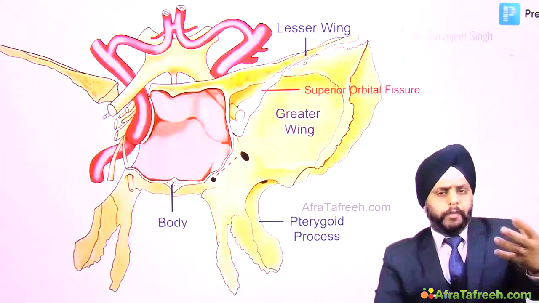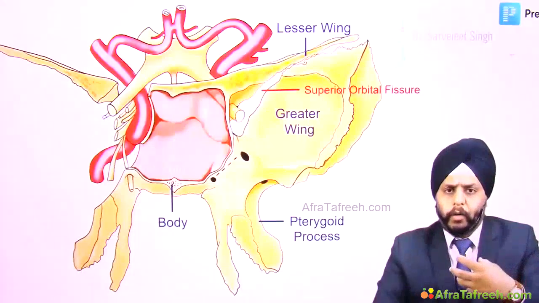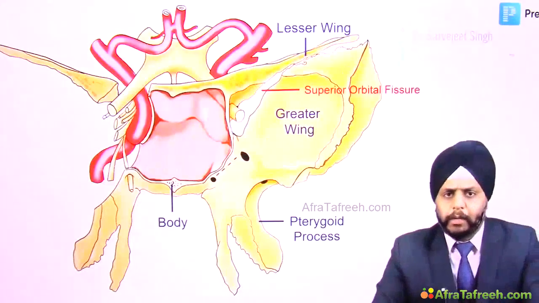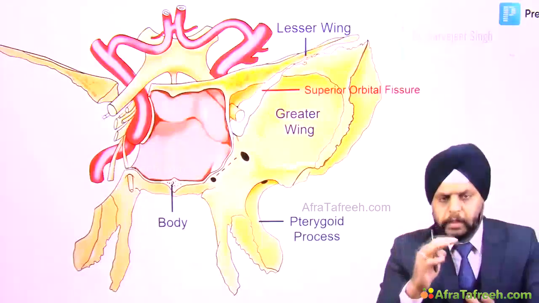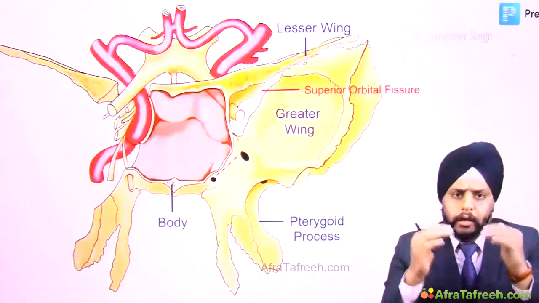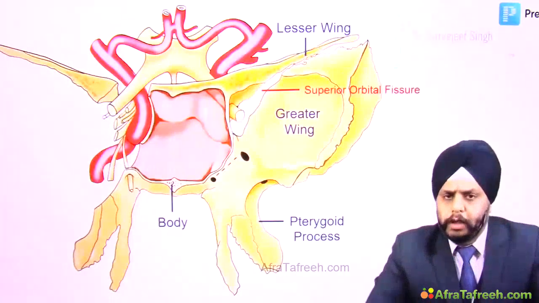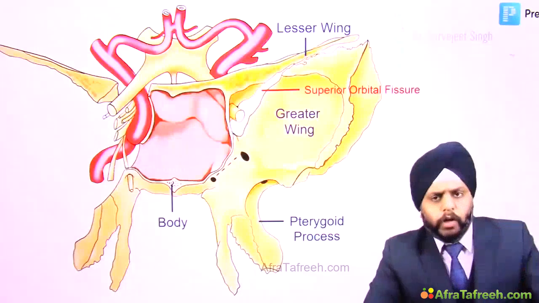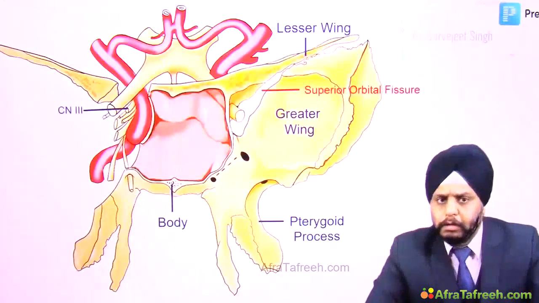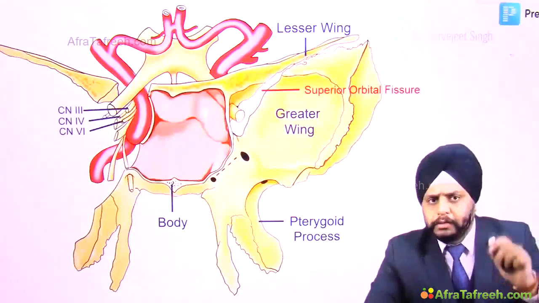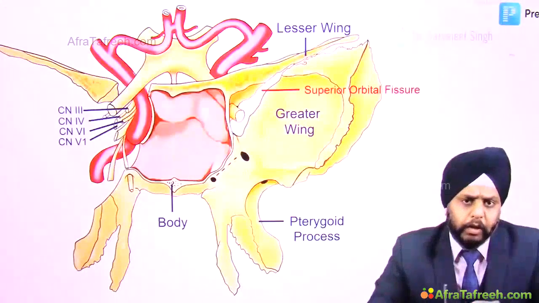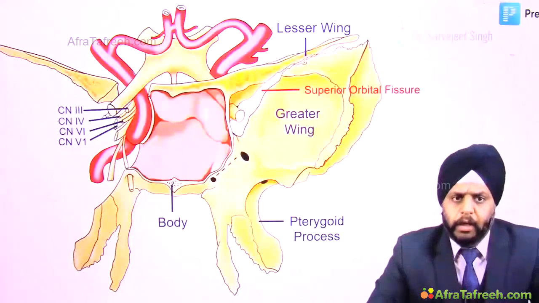So they come from the cranial cavity into the orbital cavity, and we can divide this superior orbital fissure into three parts: the lateral part, the central part, which is in the annulus of Zinn, and then we have a very small inferior part. Let's see what all structures pass through it. We have the third, fourth, sixth, and fifth. Of the fifth, we have only V1, the ophthalmic division of the trigeminal nerve that comes through it.